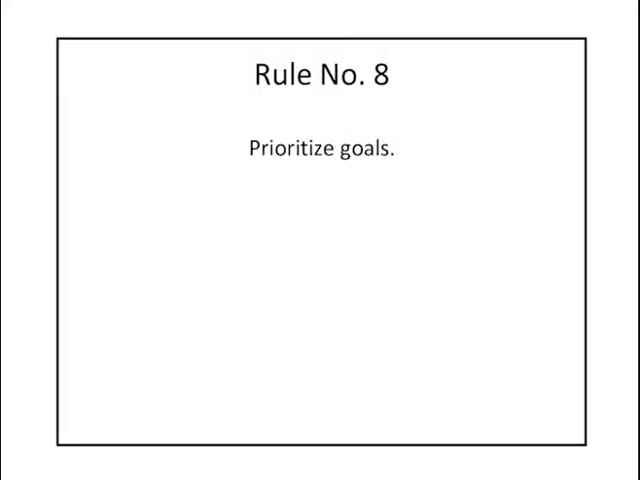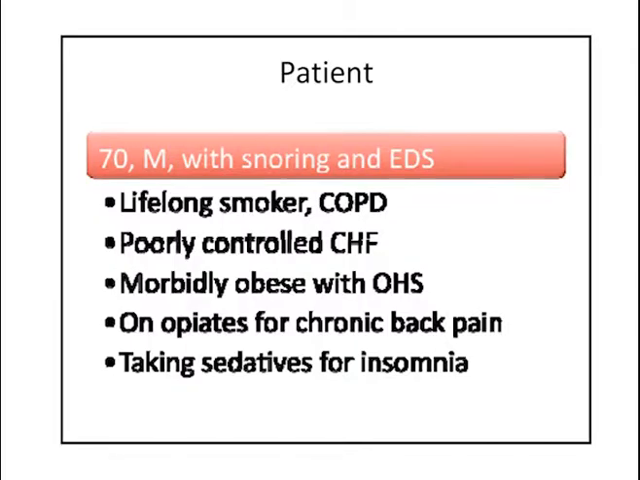Number 8, prioritize goal. Okay. So we're close, so don't worry. We're 2 more, 3 more. Let me show you a patient. 70-year-old male who comes to you with a simple complaint of snoring and daytime sleepiness. However, when you take a history, you find out he was a lifelong smoker and has advanced COPD. Because of the smoking, he also has multiple ischemic attacks and now has poorly controlled heart failure. He is also morbidly obese with clearly defined obesity hyperventilation syndrome. Because of the weight, he hurt his back, he's now on high dose of opioids. And because of the COPD, he couldn't sleep at night, and somebody's giving him high dose sedatives for insomnia.